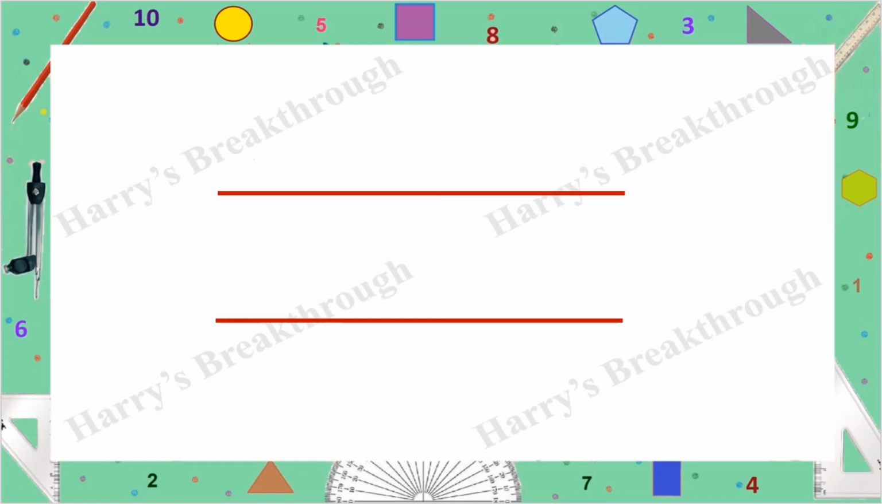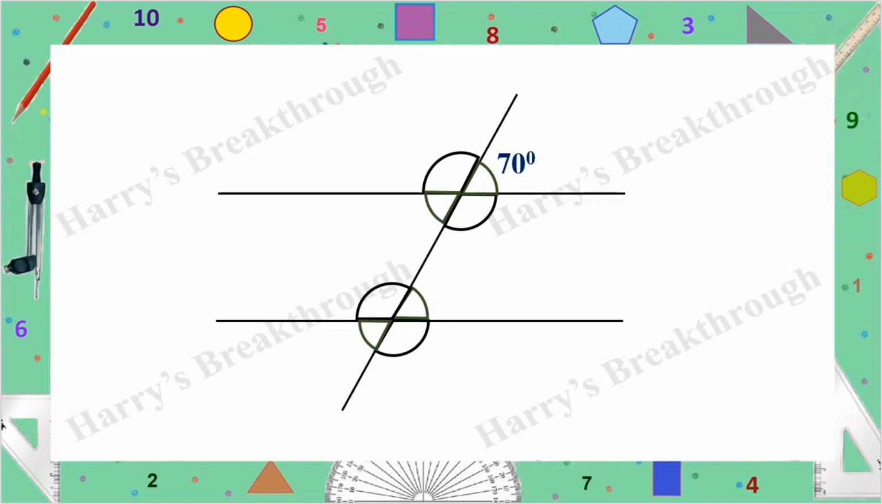Here you can see a pair of parallel lines. If a third line cuts across these two parallel lines, how many angles are formed? If we count the number of angles, we get 8 angles. So if a pair of parallel lines is cut by a third line, 8 angles are formed. Now, the measure of one angle is given as 70 degrees. Can you find all the other 7 angles? How can we find that?